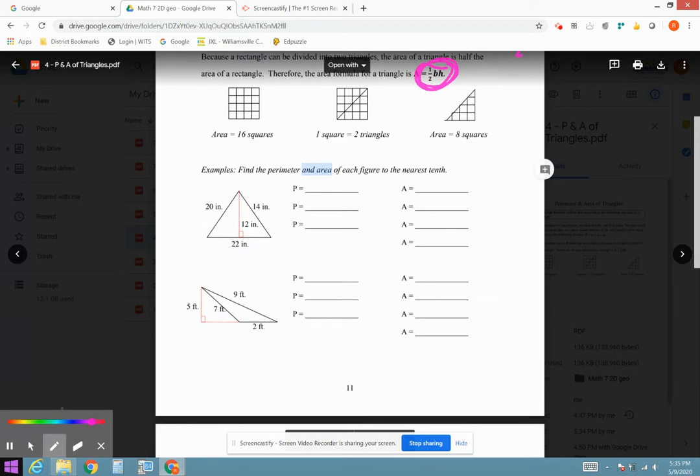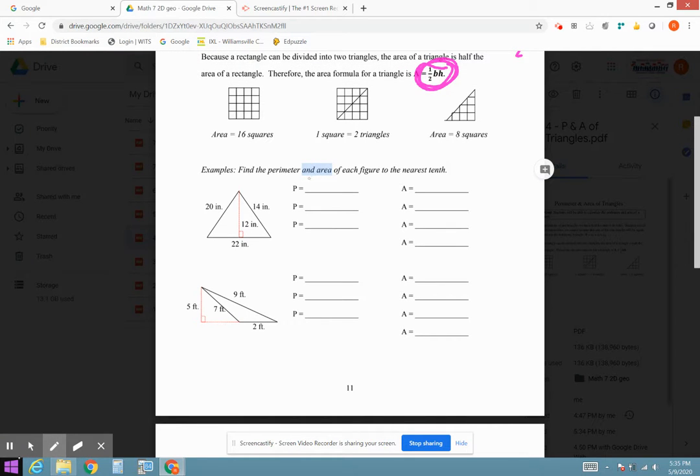The perimeter of a triangle is all of our sides added up. So side plus side plus side. So in this case, I have 20 plus 14 plus 22, which is 56 inches. Okay, and then area would be 1/2 base times height.